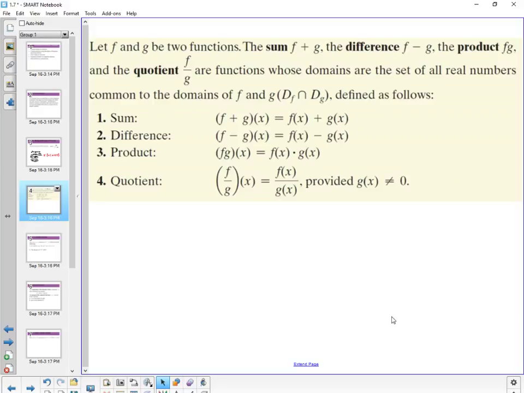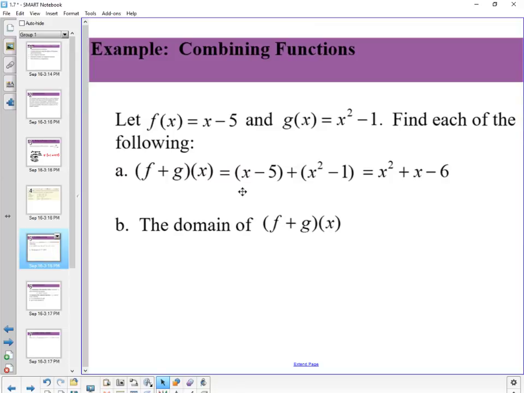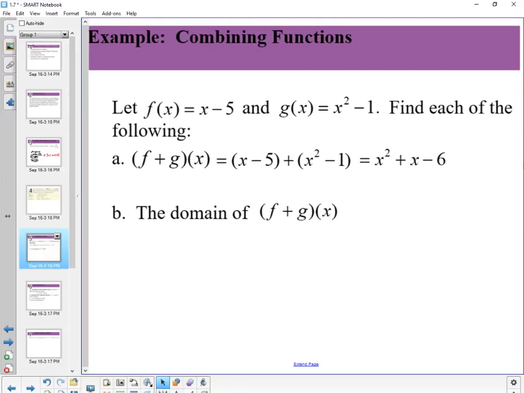You guys okay with this slide? Yes, sir. Yeah. Just be careful that your denominator does not become 0. That's what that's saying there. You don't want g of x ending up being 0. Okay? All right, let's have you guys try this for a little bit.